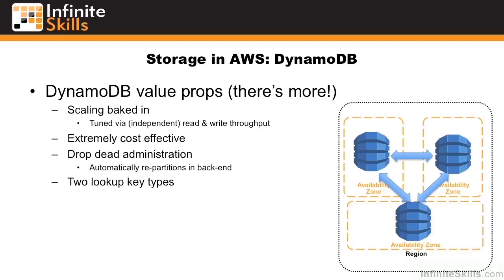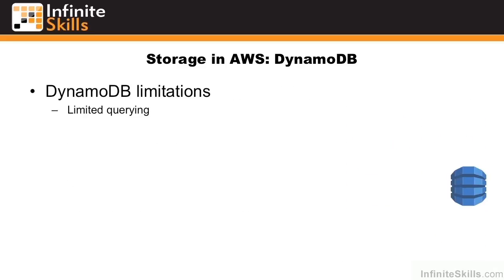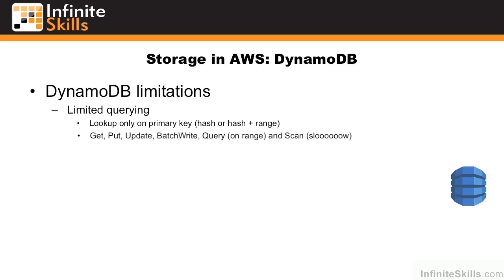It supports 2 lookup key types, a hash key or unique ID, and a hash plus a ranged key, which is typically a date. It does have a very limited querying capability. You're only able to look up on a primary key, that hash or hash plus range. The only operations you can do are get, put, update, batch write, query on the range, and scan, which is typically not a good idea. It does, however, come with no limit on table size and allows you to scale to very, very big volumes.